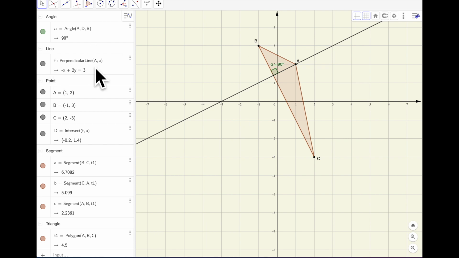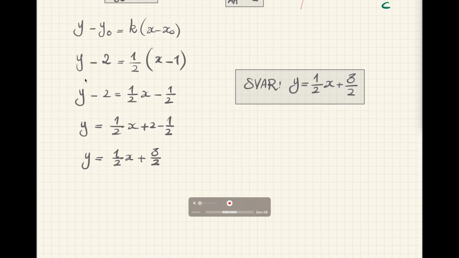You see, GeoGebra gave me the answer actually. Just solve the problem. Minus x plus 2y equals 3. Is this the line that I got? So let me just remember this in your head: minus x plus 2y equals 3, and let us go back to the iPad to see that it's the same line.